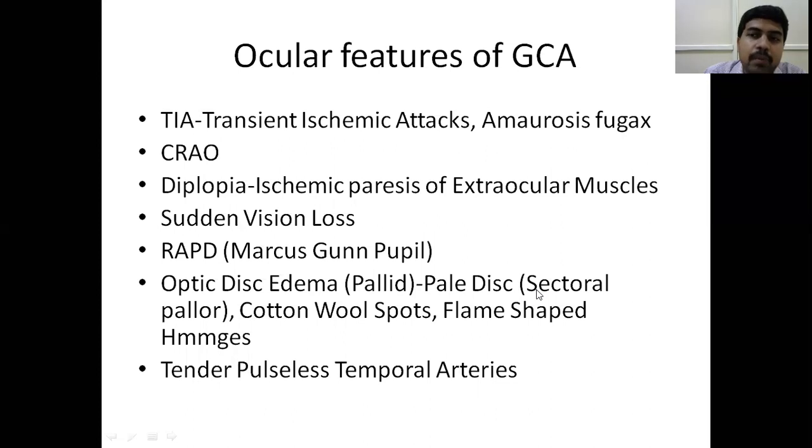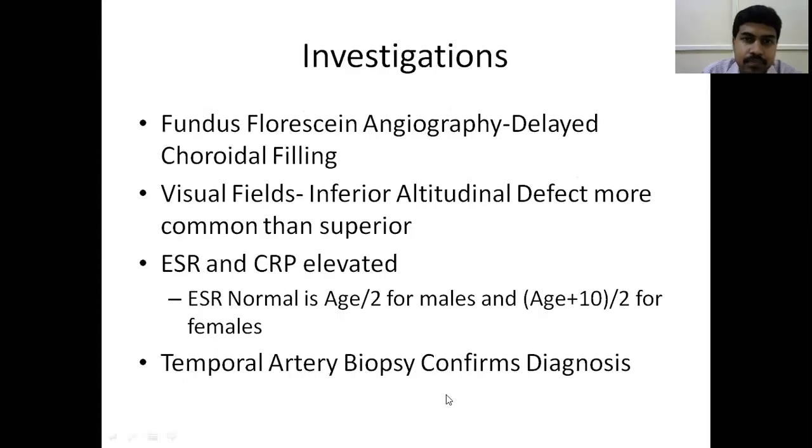And there will be sectoral pallor. Usually the optic disc has got a sectoral blood supply. Suppose these are the 4 quadrants of the optic nerve. This part is supplied by one branch of short posterior ciliary artery. This is one branch, this is one branch, this is one branch, because there are 15 to 20 branches of short posterior ciliary arteries. So based on which branch is affected, the segment of optic disc which it supplies, that one will get pale disc edema. Similarly, cotton wool spots and flame-shaped hemorrhages and tender pulseless temporal arteries will be present.